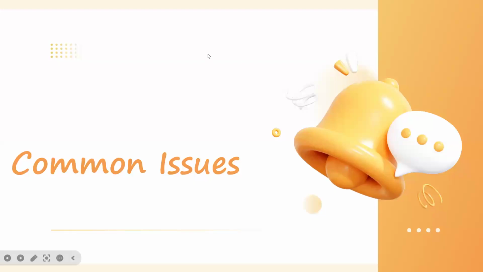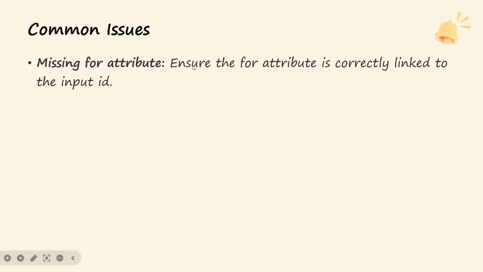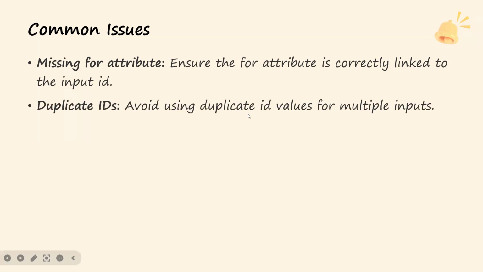So what are the common issues with label? They're missing the for attributes. This is a common issue. Some people will miss this for attribute. Ensure whenever you're using the for attribute, that it is correctly linked to the input ID. Avoid using duplicate ID values for multiple inputs.